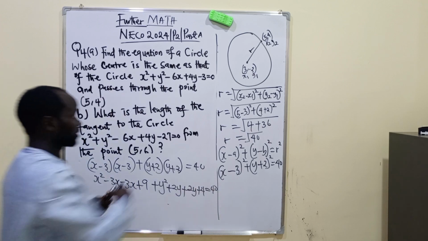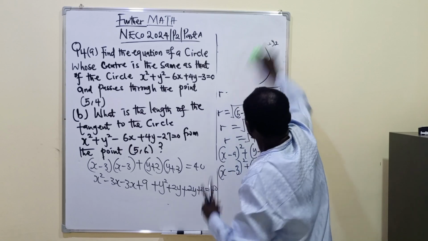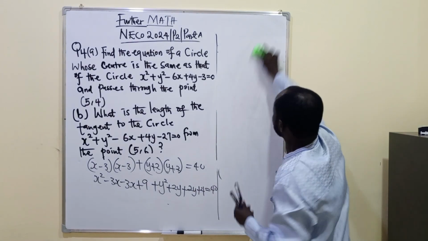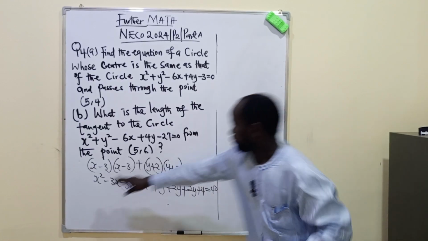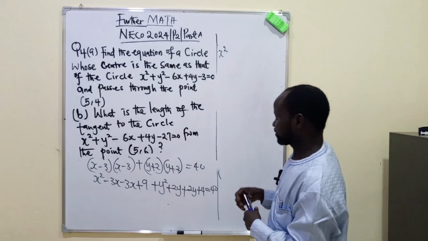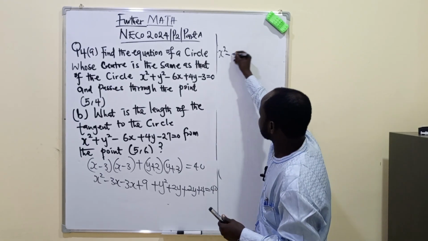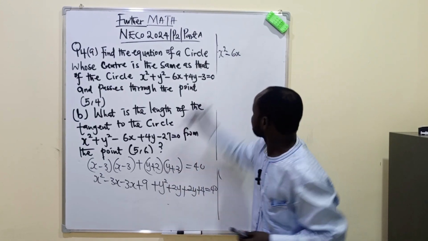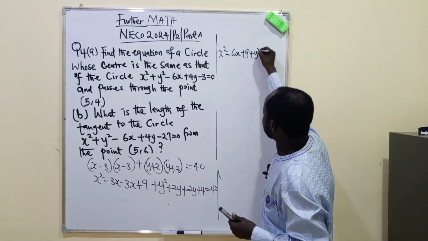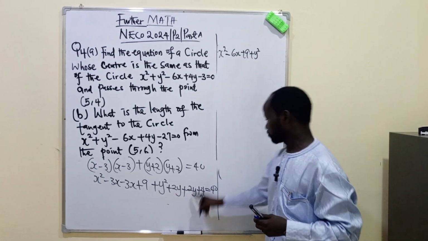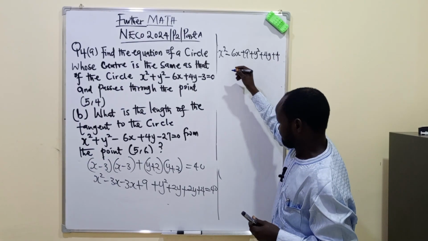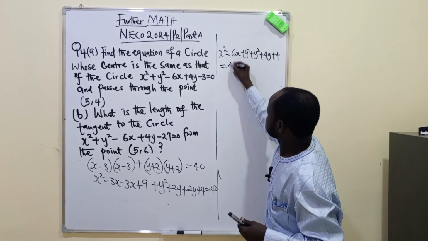Okay, so we are almost there. Let's clean here so that we can get the equation now. We have x squared, minus 3x minus 3x, that will be minus 6x, plus 9. Then plus y squared, plus 2y plus 2y, that will be plus 4y, plus 4, equal to 40.